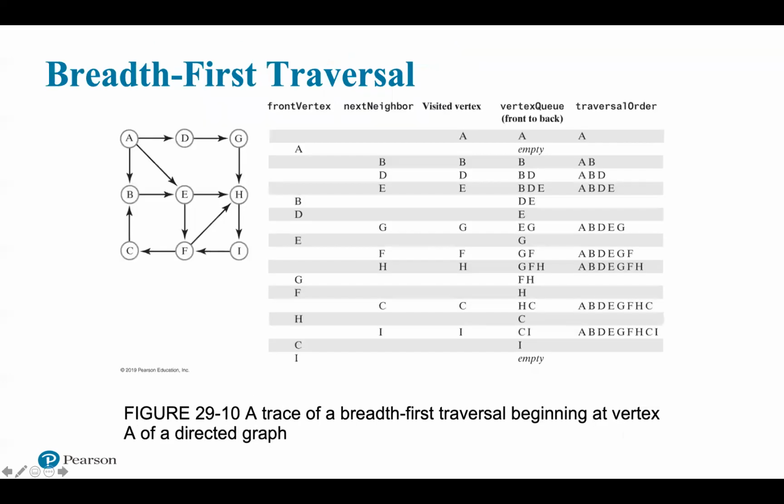Figure 29.10 traces this algorithm for a directed graph. A trace of a breadth-first traversal begins at the vertex A of a directed graph. And just a note, a breadth-first traversal visits a vertex and then each of its neighbors before advancing. The order in which these neighbors are visited is not specified and can depend on the graph's implementation.